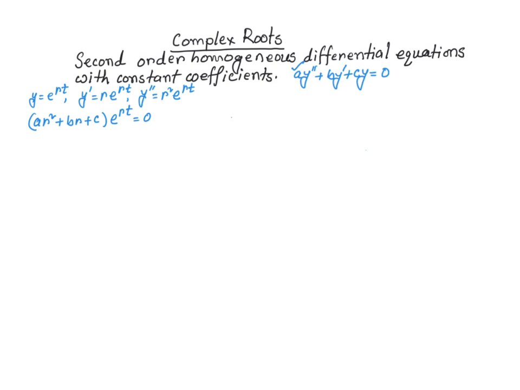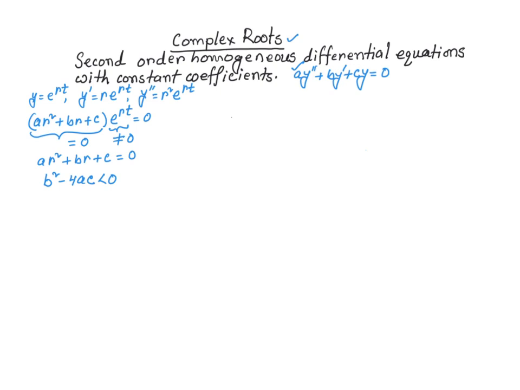So the product of two factors or two numbers is 0. This one cannot be equal to 0 because it's an exponential function, and in that case this must be equal to 0. So a r squared plus b r plus c is equal to 0. Since the roots are complex, that means for this quadratic equation the discriminant b squared minus 4ac must be less than 0.